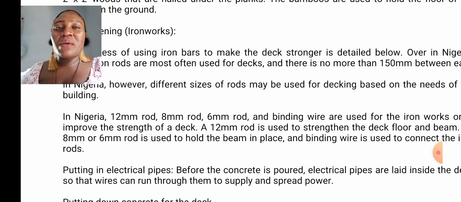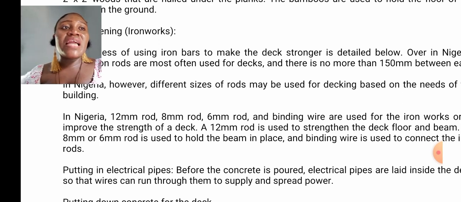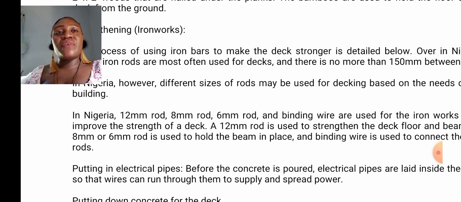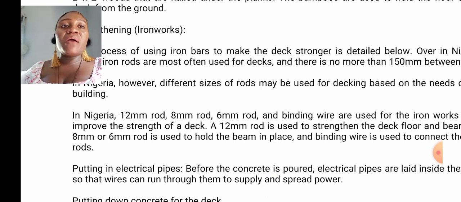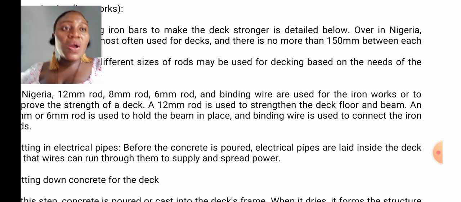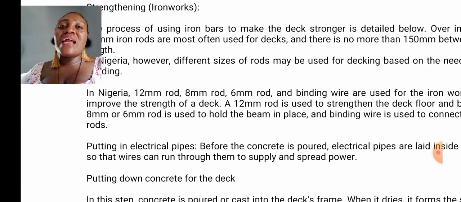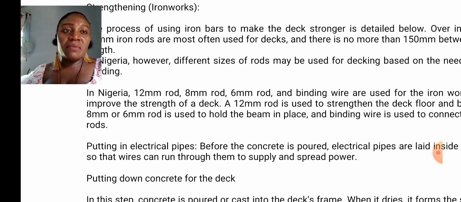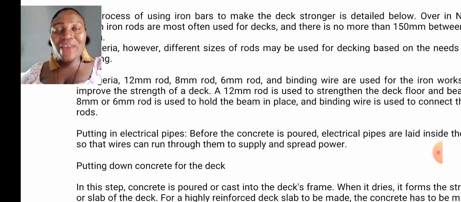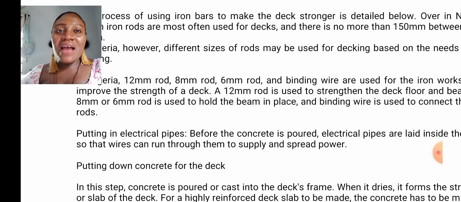12 mm rod, 8 mm rod, 6 mm rod, and binding wires are used for the iron works or to improve the strength of a deck. So a 12 mm rod is used to strengthen the deck floor and beam, and you can use 8 mm or 6 mm rod to hold the beam in place, and binding wire is used to connect the iron rods. So these are their uses.